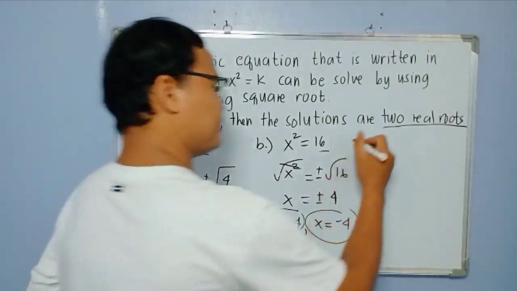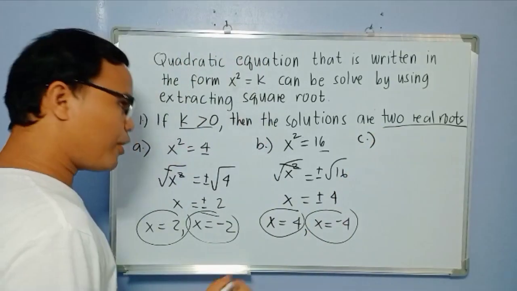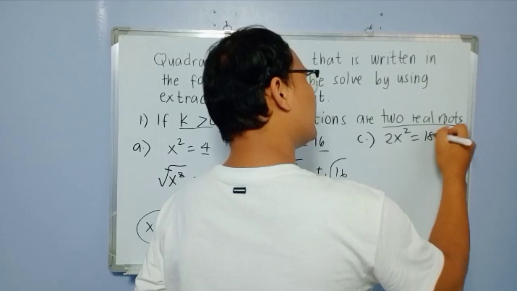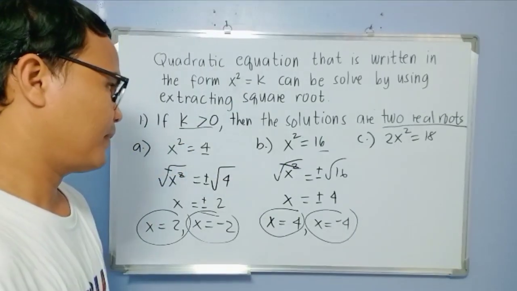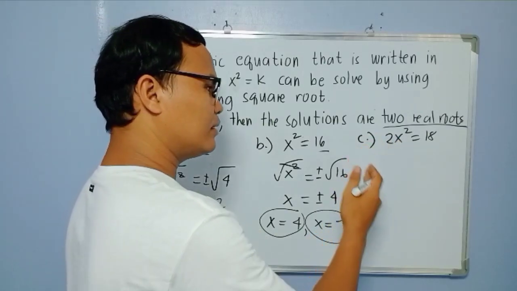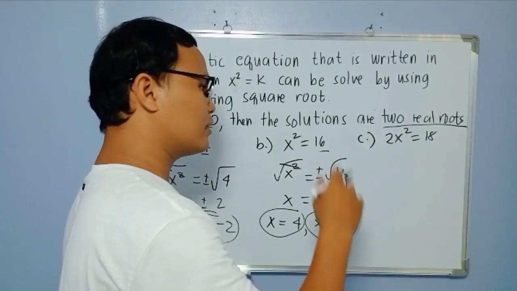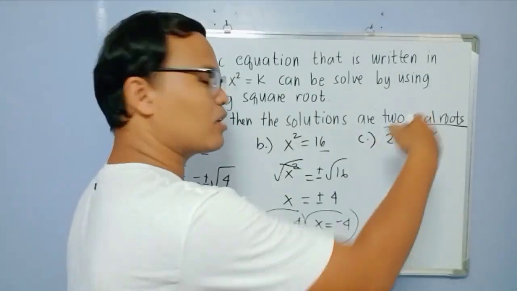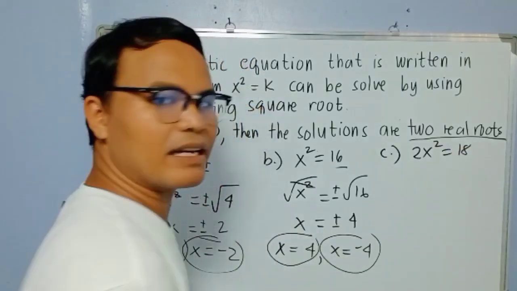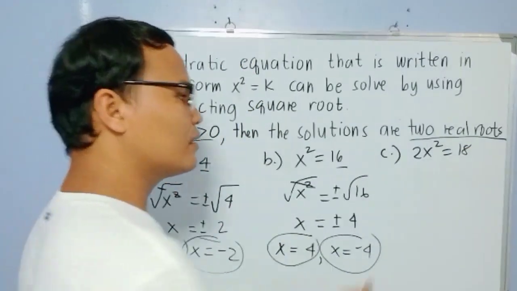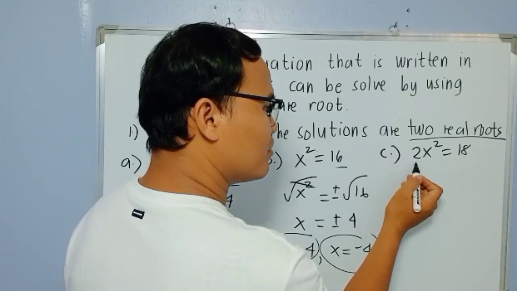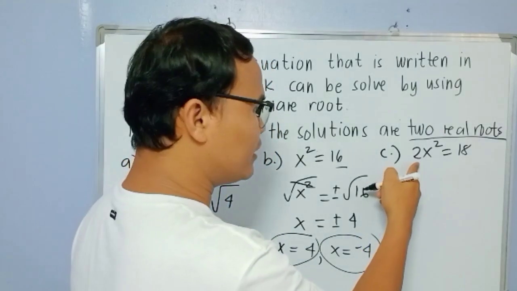Okay, another example. If we have 2x squared equals 18. Okay. Dito, hindi po directly maglalagay ng square root both sides. Hindi pwedeng mag-extract ka ng square root both sides dito. Bakit? Kasi, mayroon pa tayong coefficient na more than 1, or not equal to 1.